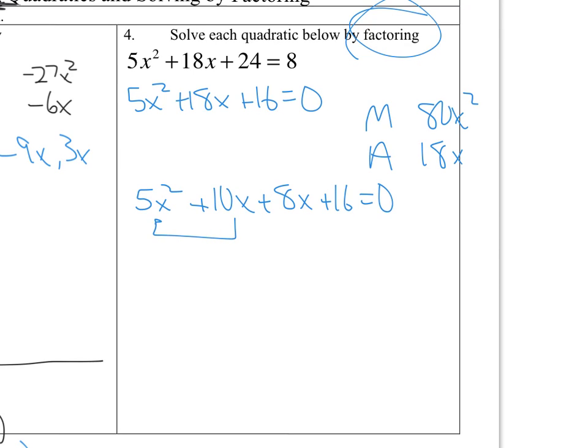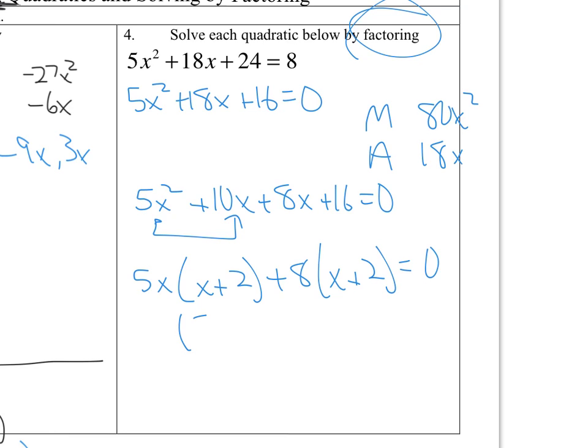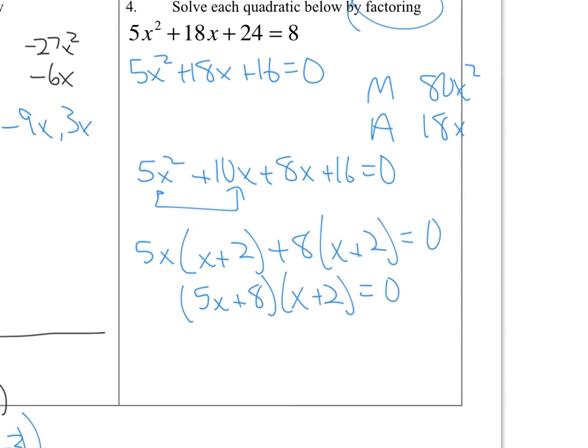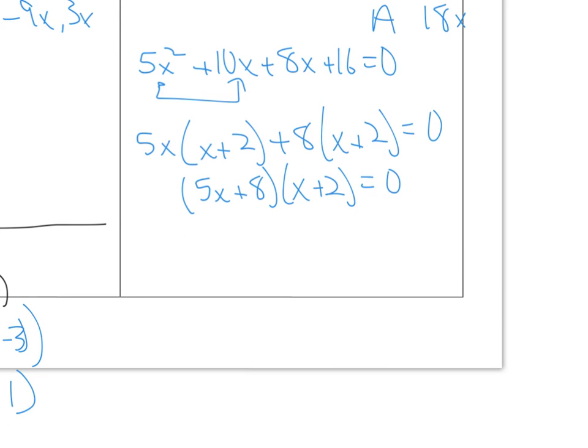And now I just factor. So I look at those two. Take out a 5x. x plus 2, plus 8, x plus 2 equals 0. So you have 5x plus 8, x plus 2. Now you're not done. You are not done yet. You have to go just a little bit farther. Write down this equation and this equation, and solve. So subtract that 8, divide by 5, subtract that 2. Those are your two answers to that problem. Next.